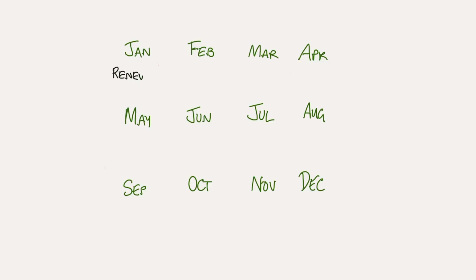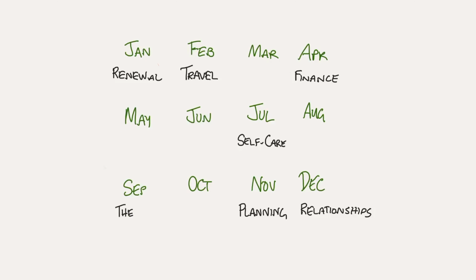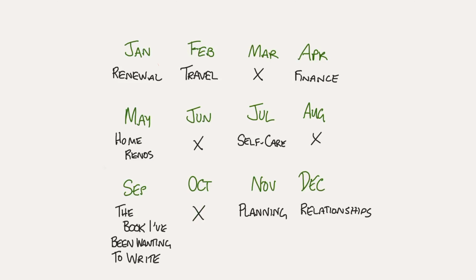All right, let's think about this for a second. To put this in perspective, you've got 12 months. Now, if you were to dedicate each of those months to one particular theme, be it renewal, finance, self-care, planning, travel, relationships, home renovations, things like that, and then let's say you didn't even theme some of the months, or let's say you left some open for future theming.